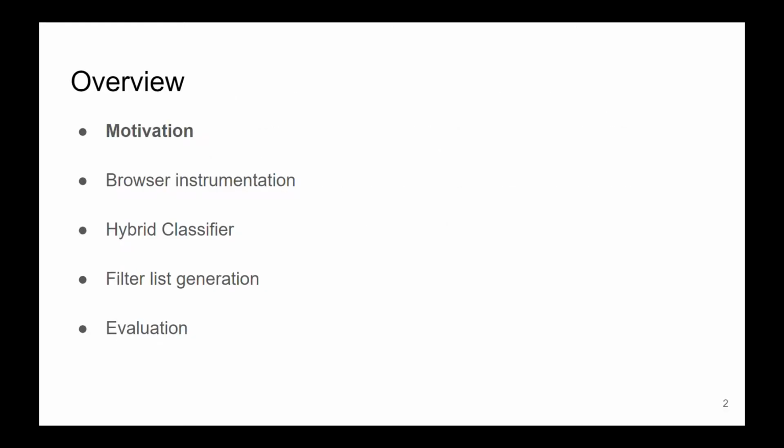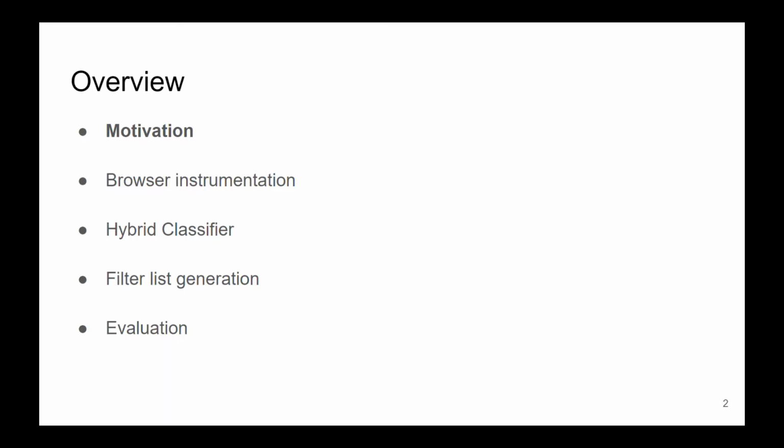The outline of this talk is that I will first motivate the need for filter lists in underserved regions. I will then talk about a browser instrumentation which allows recording the execution of the web page as a graph. Then I will talk about a hybrid classifier for classifying ads. I will then talk about how the browser instrumentation and the classifier can be combined to generate filter lists. And lastly, I will show an evaluation of 3 underserved regions using this technique.